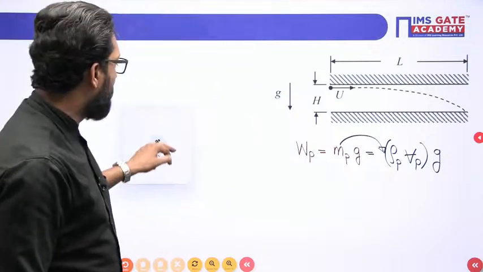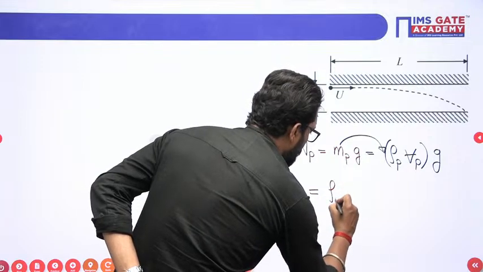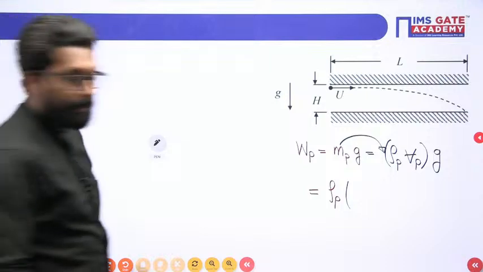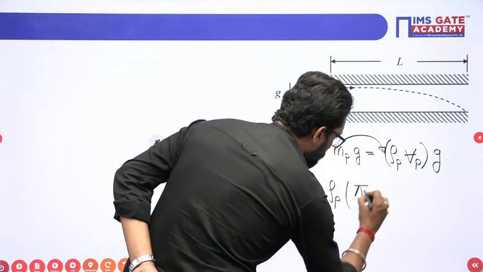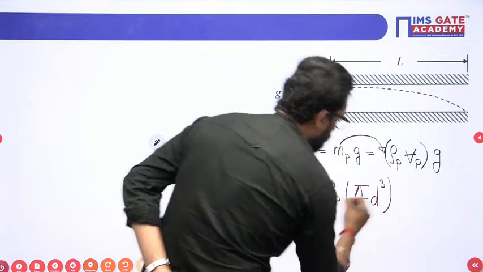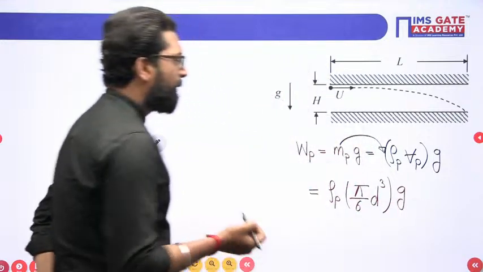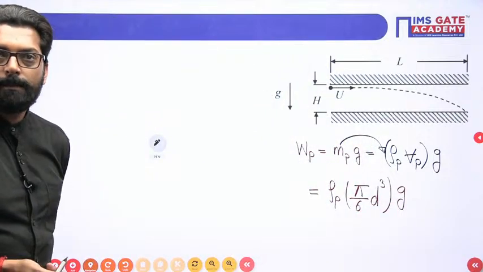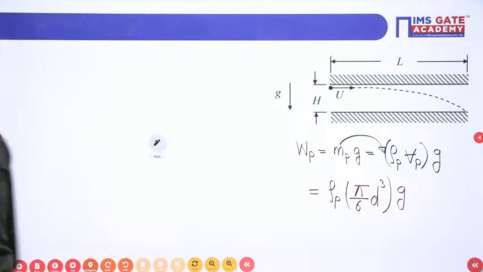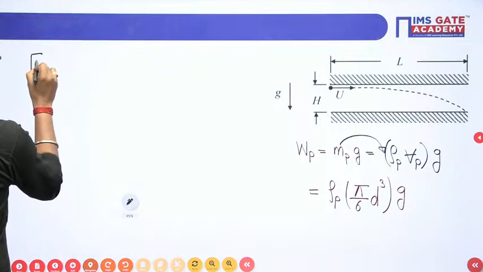So the density of the particle is given. What is the volume of the particle? Pi by 6 d cube. Density of this particle times this volume into g, so this is the weight of the particle. Now, what is the buoyant force of this particle? Fb, the buoyancy force.